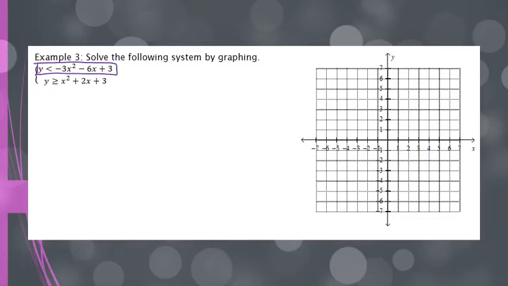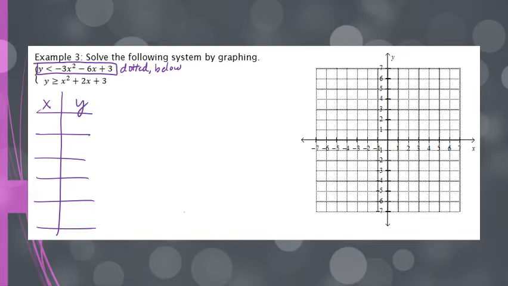Before I get into all the tables, let's talk about dotted versus solid. This one is going to be a dotted line because it doesn't have the equal to bar underneath the inequality. And it's a less than sign, so we will be shading below. So I'm going to go right here at the bottom, and I'm going to make my table.